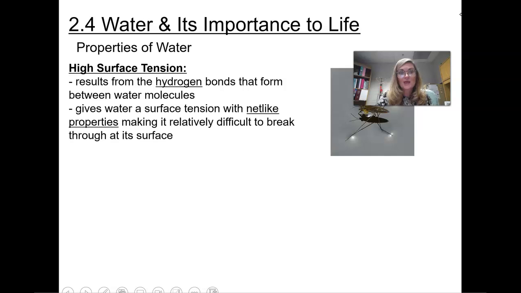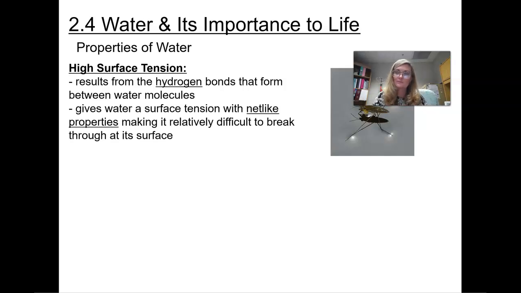Water also is going to have a very high surface tension. This results from those hydrogen bonds forming between the water molecules. They're able to kind of bend. They have a tension that's created through a net-like property, so they cross over and attach to each other. That allows those bonds to bend and not break.